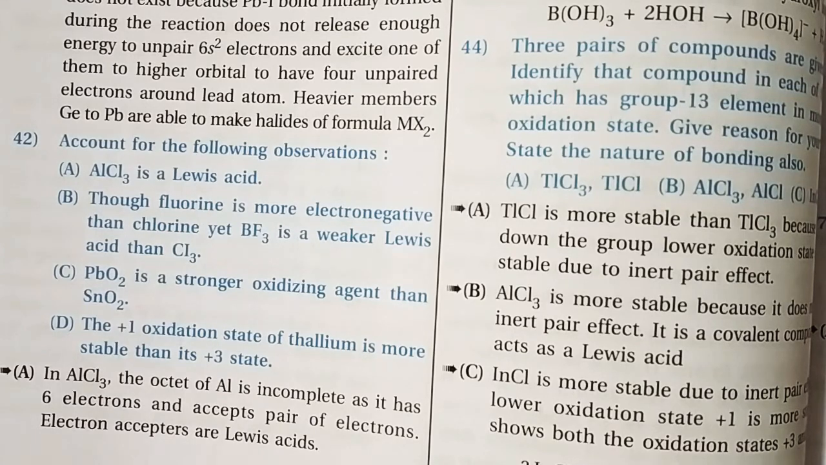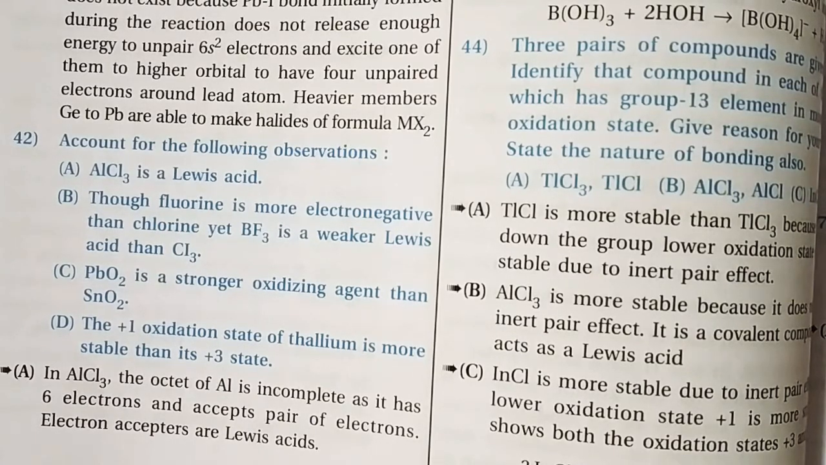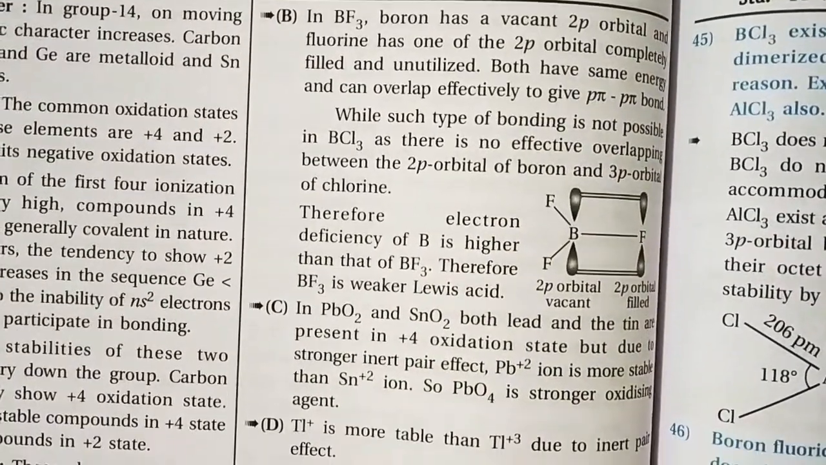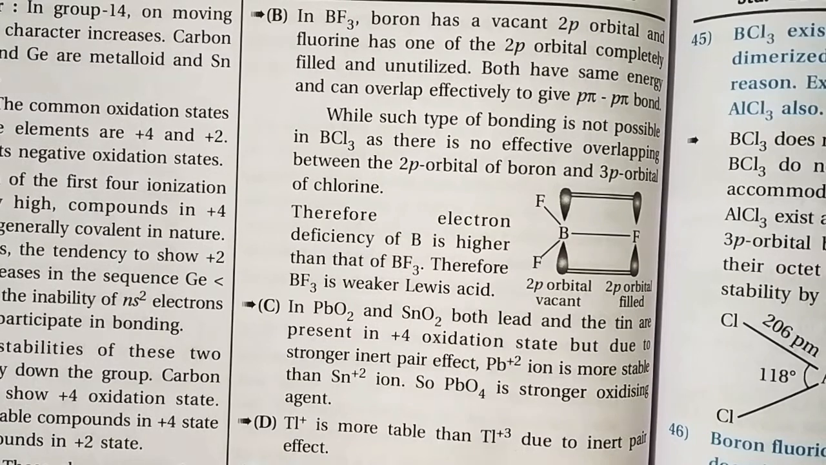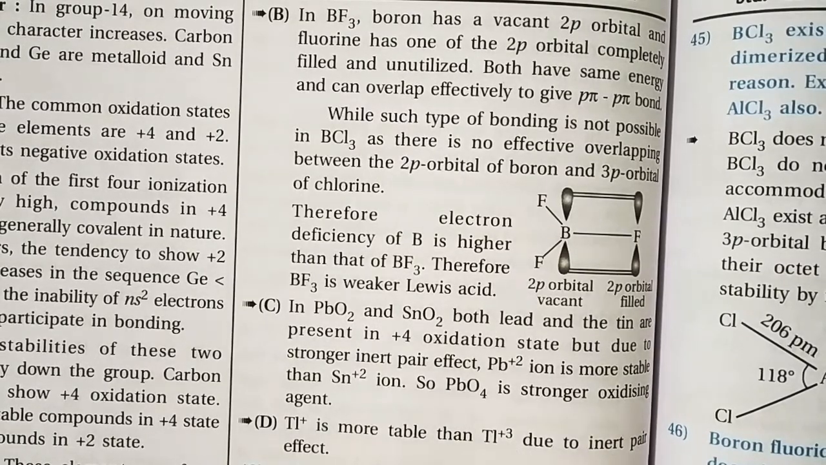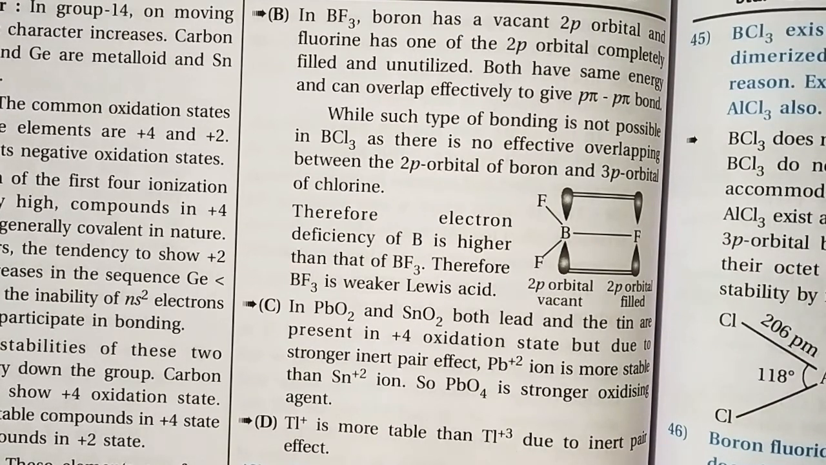Fluorine is more electronegative than chlorine, yet BF3 is a weaker Lewis acid than BCl3. The reason behind that: in BF3, boron has a vacant 2p orbital and fluorine has a 2p orbital that is completely filled and unutilized. So both have the same energy and can overlap to form a p-pi bond. Such a type of bonding is not possible in BCl3 because there is no effective overlapping between the 2p of boron and the 3p of chlorine.